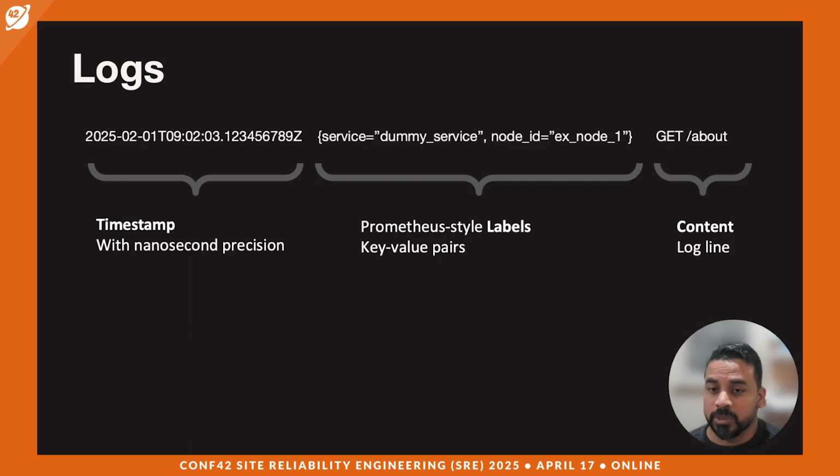By keeping the index small and focusing only on labels, Loki allows for faster ingestion and querying with minimal infrastructure overhead. This architecture is what makes Loki highly scalable compared to traditional logging solutions.